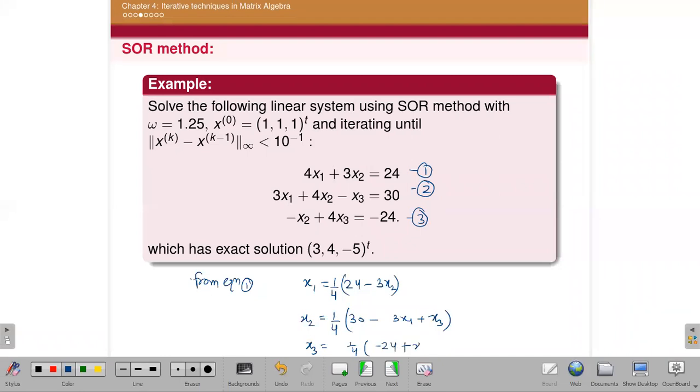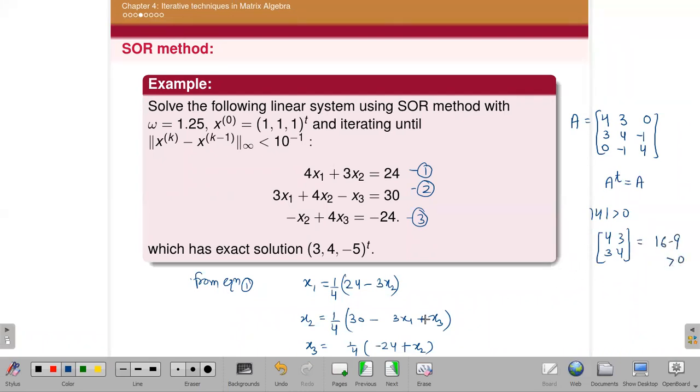x3 is (minus 24 plus x2) divided by 4. So what will be the matrix here? A is equal to [4, 3, 0; 3, 4, minus 1; 0, minus 1, 4]. Is it a symmetric matrix? Yes, its transpose is equal to A only. And what about its leading principal minors? 4 is greater than 0. And if I take the 2 by 2 minor with 3, 4, it is 16 minus 9, which is also positive.